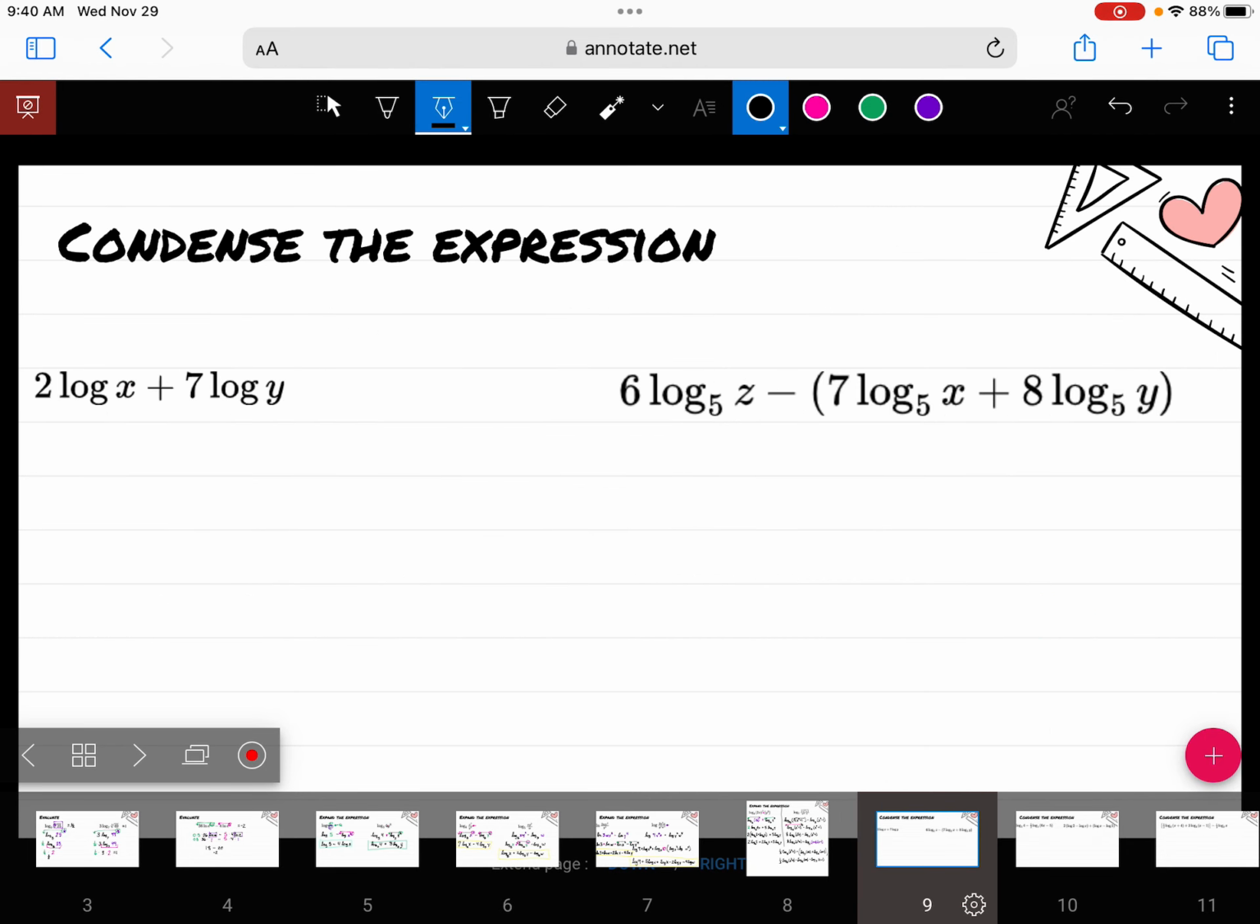Probably we'll just have time for these, because I want you guys to be able to write them down. Because our next step is to condense them. If I give you a really long one, I want you to be able to write it as one single log. So if we have 2 log x plus 7 log y. What are we going to do first to condense it? If we go the other direction, powers.